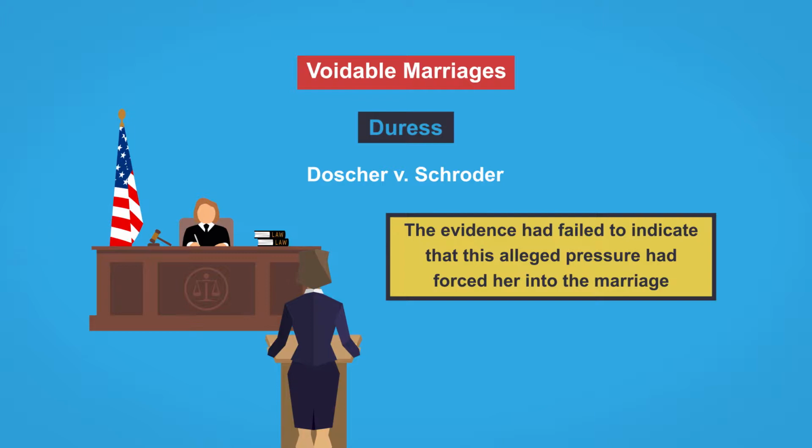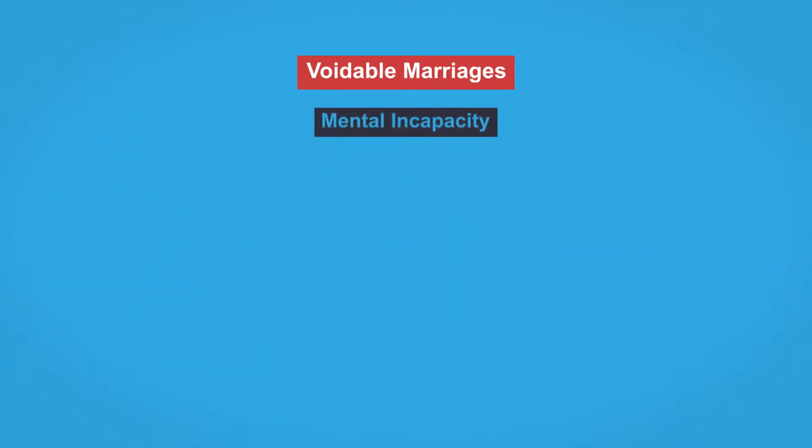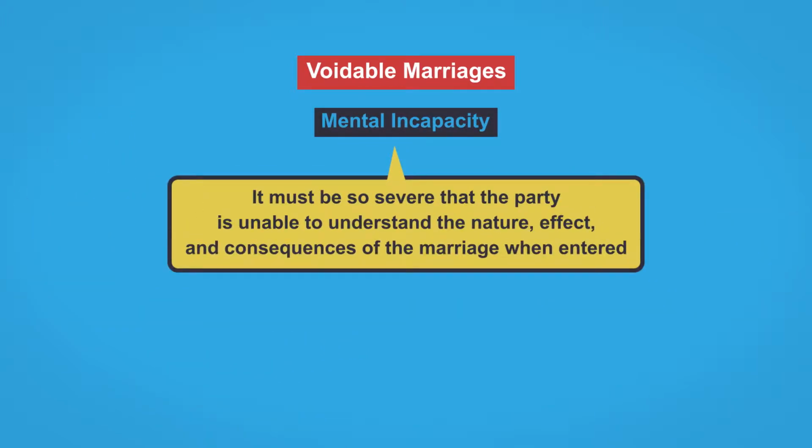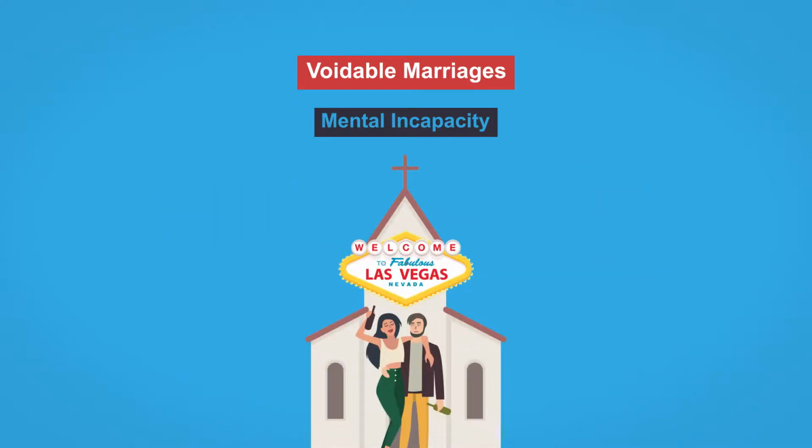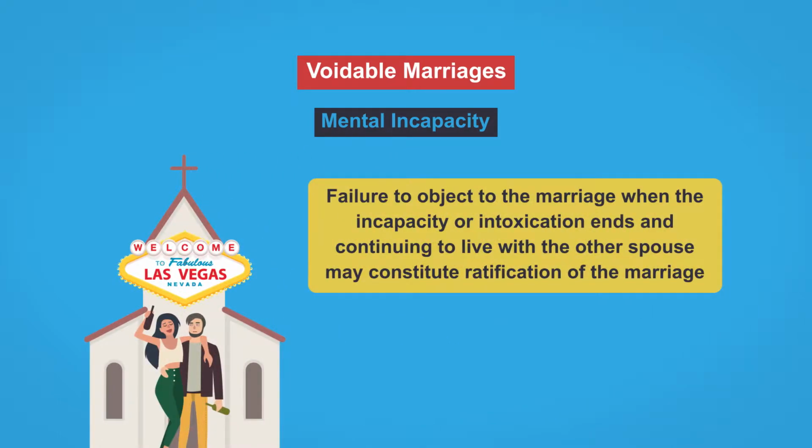Mental incapacity is another ground for voidability, but it must be so severe that the party is unable to understand the nature, effect, and consequences of the marriage when entered. Similarly, when a spouse is heavily under the influence of drugs or alcohol to the extent that she cannot understand what she is doing, the marriage may be voidable. In both cases, failure to object to the marriage when the incapacity or intoxication ends and continuing to live with the other spouse may constitute ratification of the marriage.